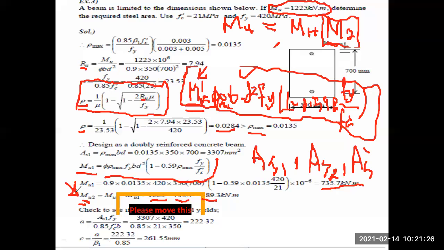Steel bars for the tension and compression zone. Tension and compression. Because in the tension zone, AS2, we need to know how much of AS2 we need so that it could take that much of moment. And also we need to know how much of AS prime, how much steel bar we need to have in the compression zone to withstand that much of moment.